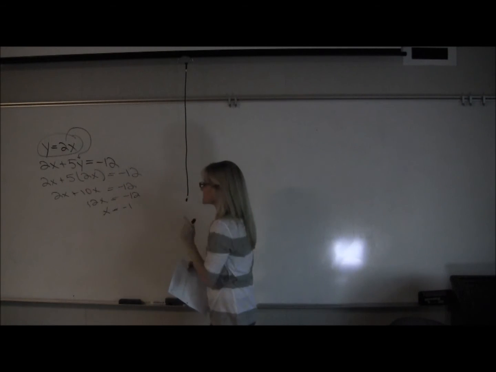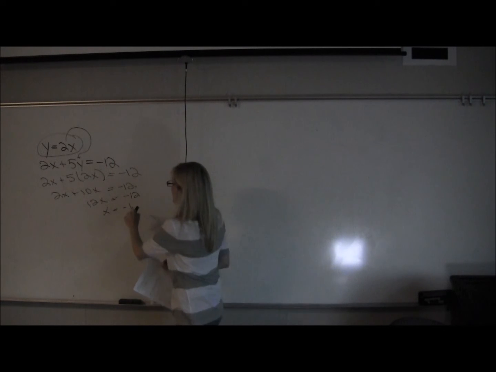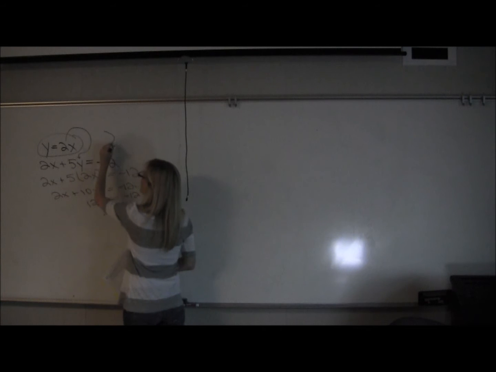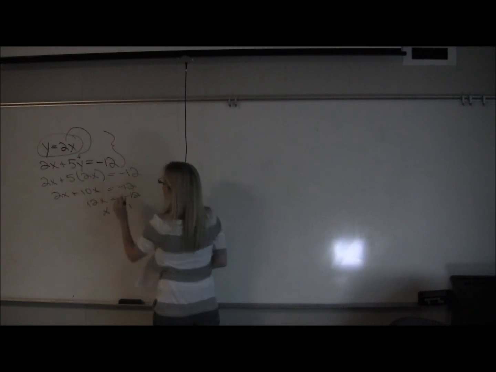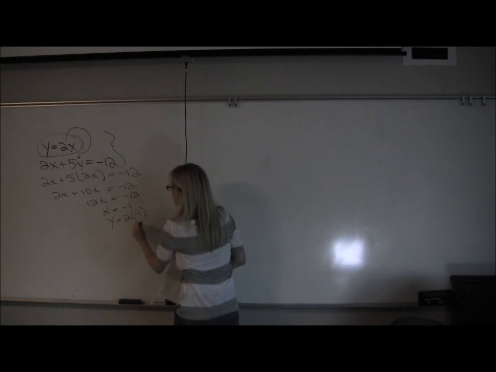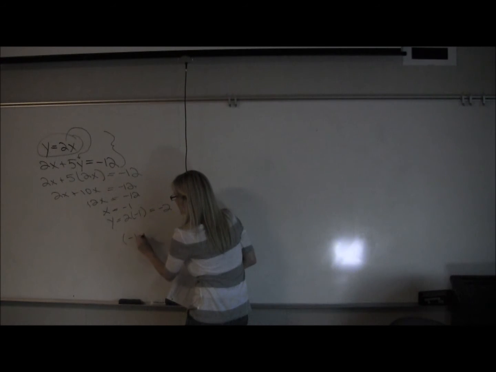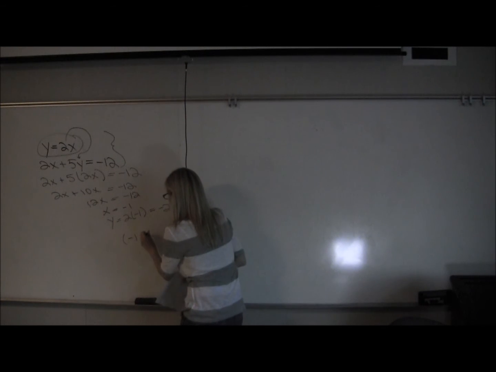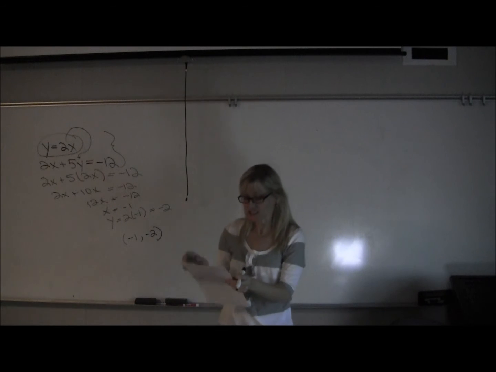Now I'm not done, because now I need to know what y is. I need to solve for both variables. So I'm going to plug this x back into either one of my original equations. You have to use the original equations. So I'll use this one because that's easy. y equals 2 times negative 1, which is negative 2. So we get negative 1, negative 2. That's our ordered pair, and that's the solution for that system of equations.